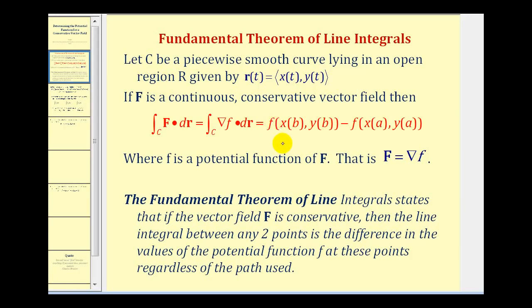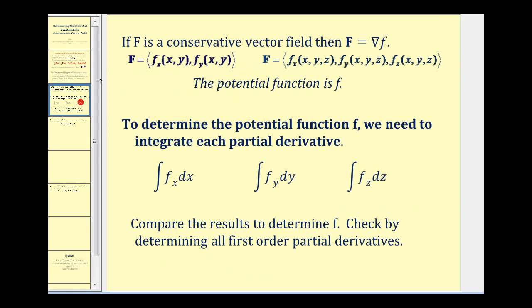the path. So this theorem can simplify the process for evaluating a line integral if we know the vector field is conservative and if we can determine the potential function. So remember, if f is a conservative vector field, then the components are the partial derivatives of f with respects to x, y, and z, as we see here. So to determine the potential function to help us evaluate that line integral, we'll have to integrate each partial derivative with respects to x, y, and z, as we see here, and then we'll compare the results to determine the potential function f. So let's go ahead and give it a try.